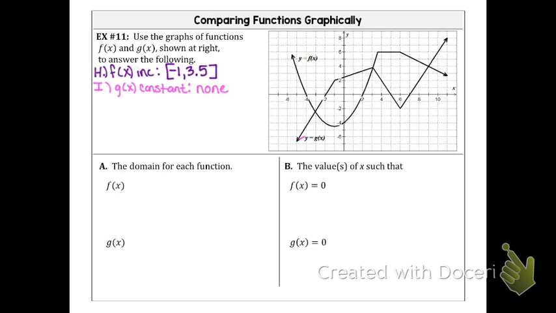J says where g of x is decreasing. All right, so g of x is decreasing. So I can see in here we're increasing, then we're increasing at a different rate. Then here we start decreasing, so from 3 to 6, and then we're increasing again. So only from 3 to 6. And remember we said we're going to use closed intervals for increasing, decreasing, and constant.